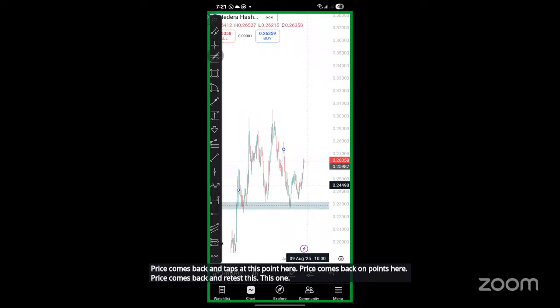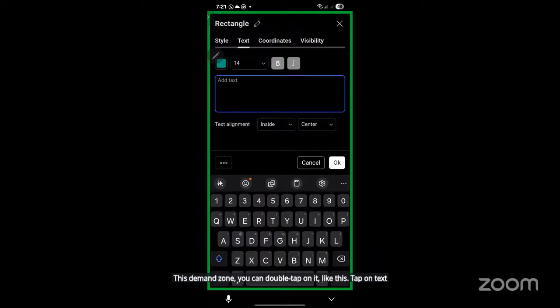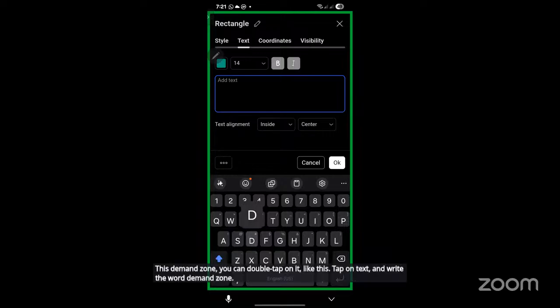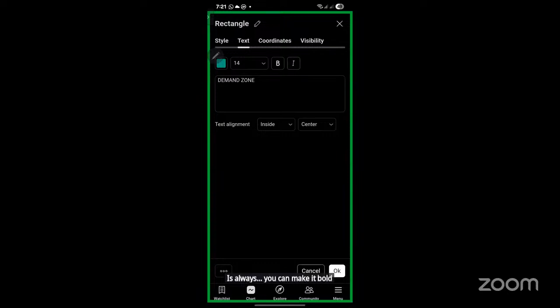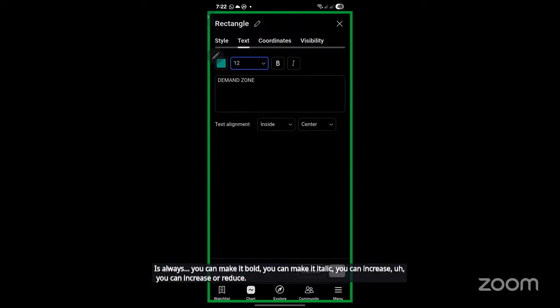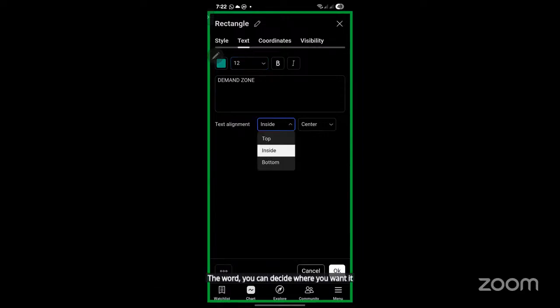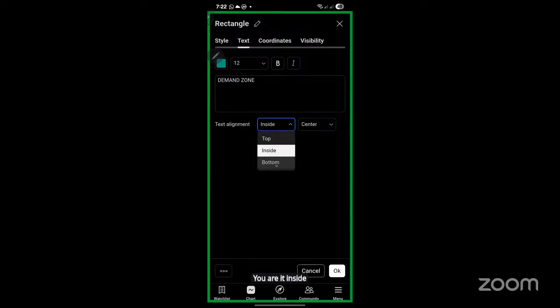This demand zone, you can double tap on it like this. Tap on text and write the word demand zone. That's the demand zone. Now, you can make it bold, you can make it italic, you can increase or reduce the size. You can decide where you want it. Text alignment: do you want it at the top, inside, or at the bottom?